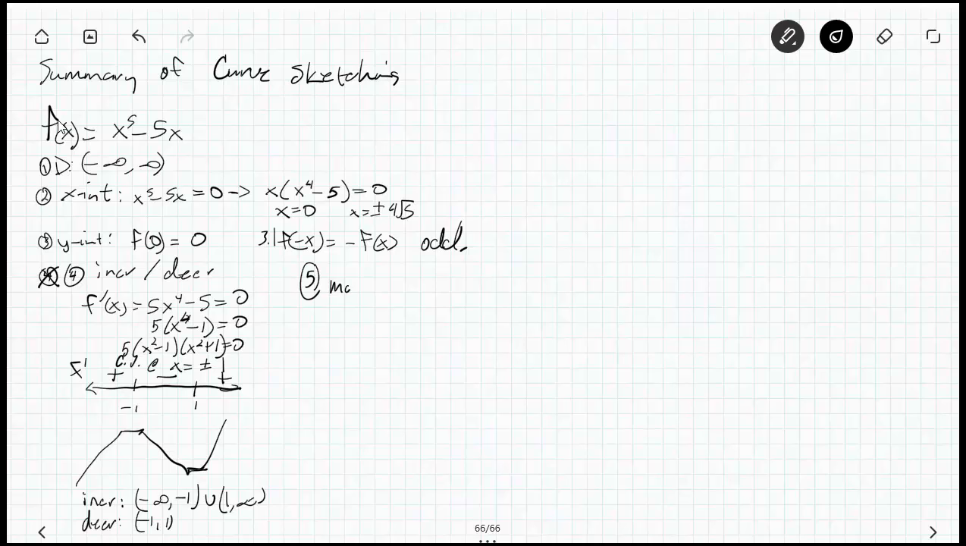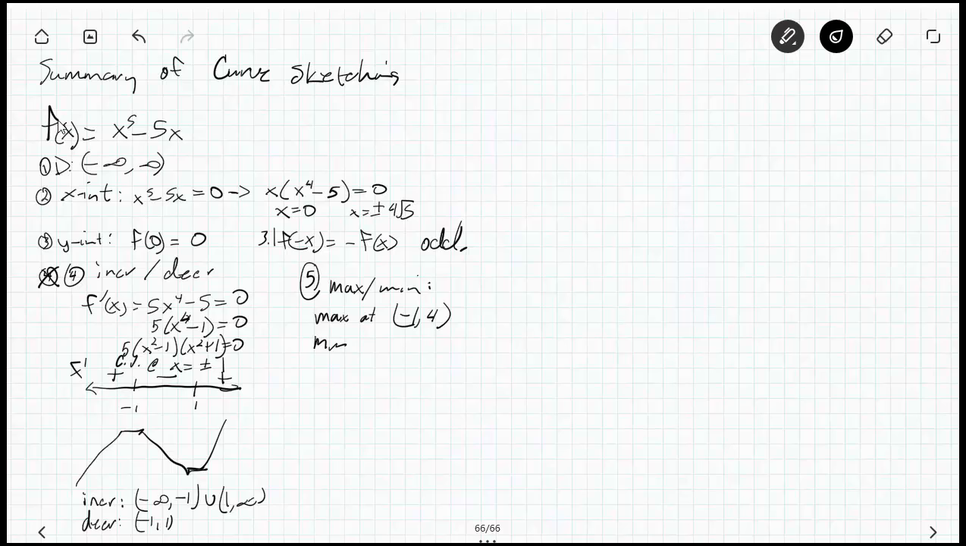How about max and min? Well, if it goes from increasing to decreasing, I got a max, right? So I know that I have a max at, let's see, where, at negative 1 comma, and I can do this one relatively easy in my head. I'm not going to be so lazy. F of negative 1 is going to give me negative 1 plus 5, which is 4, right? Negative 1 comma 4.